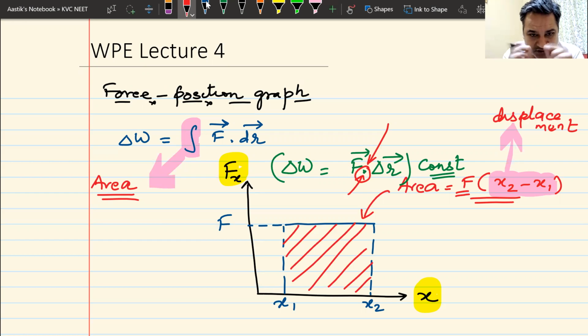This dot product is lost somewhere. The formula is F dot delta R for a constant force, but this dot product's significance is cos theta. That cos theta is lost somewhere. How do I get that cos theta? How do I get that positive, negative into the picture? So what I'm asking is, how do I find out whether this area is positive or this area is negative? Anyone has an answer? Please raise your hands.